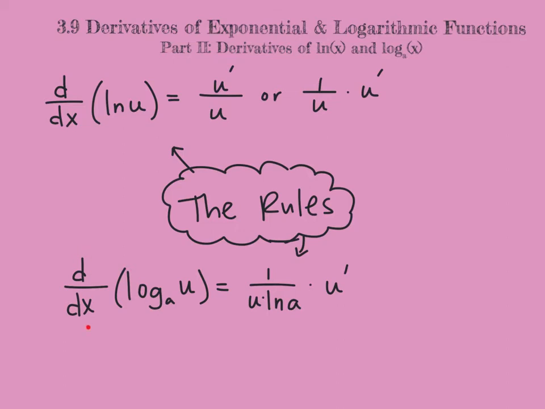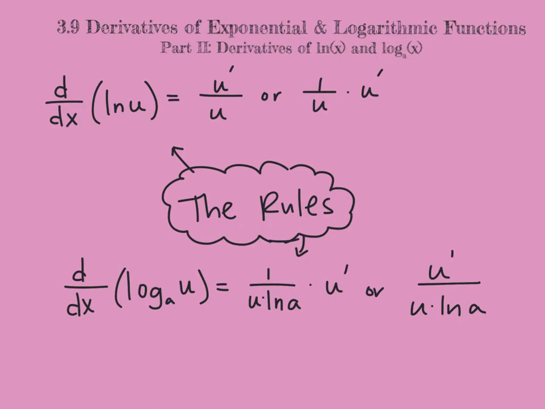To take the derivative of the log base a of u, we have 1 over u times the natural log of a times the derivative of u. So we can also, in a similar fashion, write this as u prime over u times the natural log of a. So get those written down on your list of derivative rules. These are going to be the last of the official derivative rules.